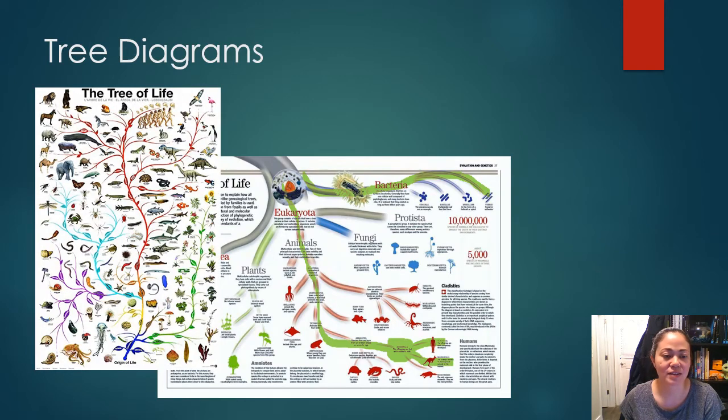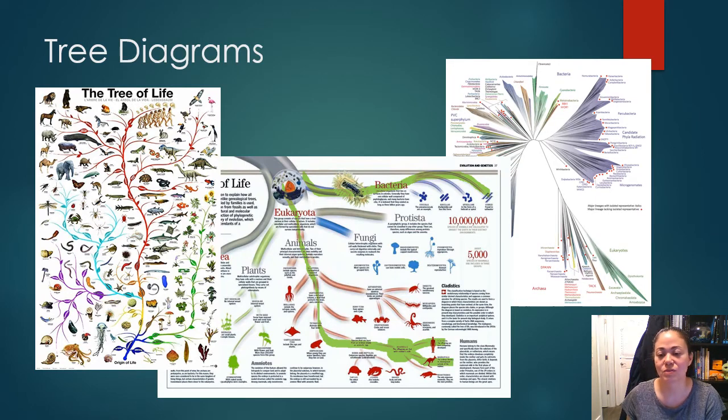Here's another more complex tree of life diagram with a couple hundred animals. And this one I just thought was really interesting and different and kind of beautiful in the way that the information is presented there.